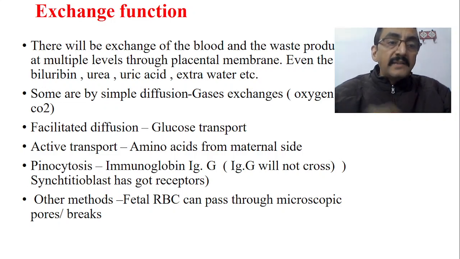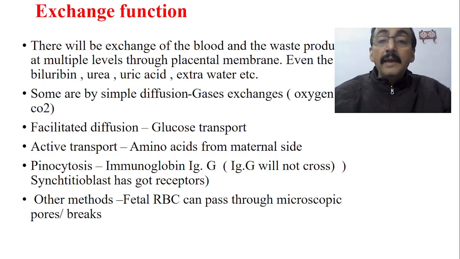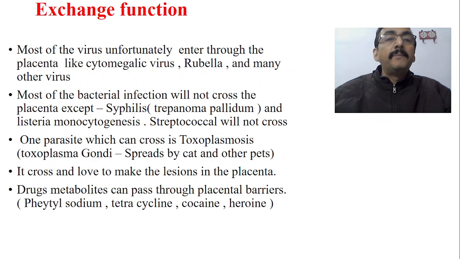Sometimes the exchange will happen by means of pinocytosis. Pinocytosis is another special way of transportation, especially for the immunoglobulins like immunoglobulin G, immunoglobulin A, etc. So they will cross by this pinocytosis. And we know that IgM will not cross. Now other methods: fetal RBC can also pass through the microscopic pores and breaks. So these are all the exchange functions related to the placenta.